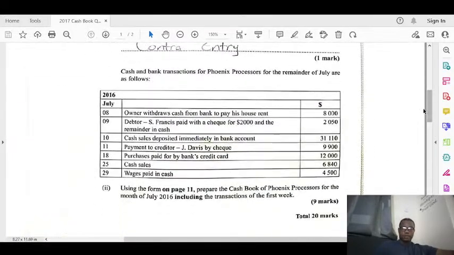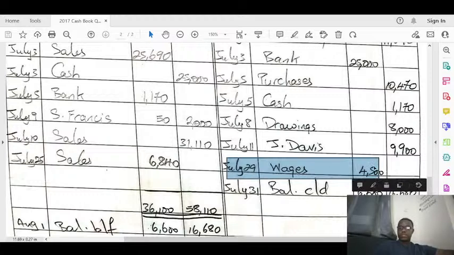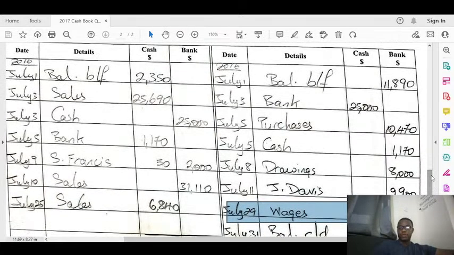And then you go to July 29, wages paid in cash, right? So now you are paying money out of the cash book, which means that you would make a credit entry in the cash book. So you go down to your cash book on the credit side. See it here, July 29, put in a date. The details is wages, and in the cash column, you put the 4,500.